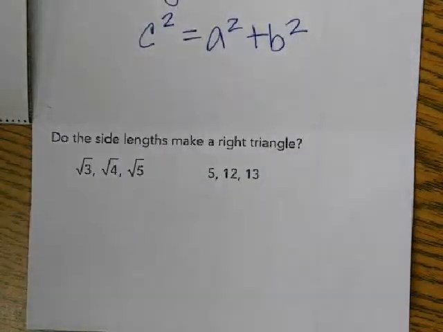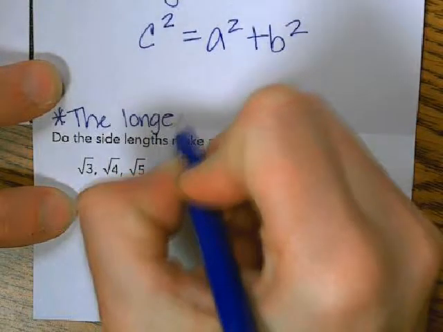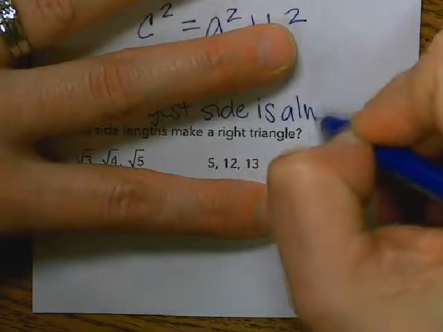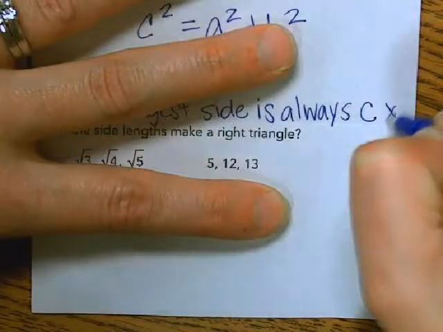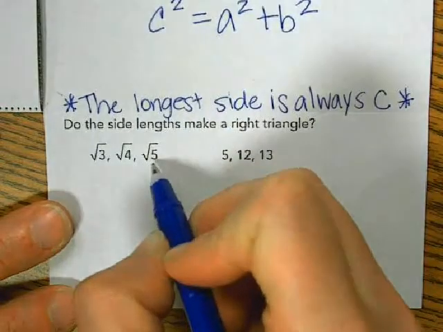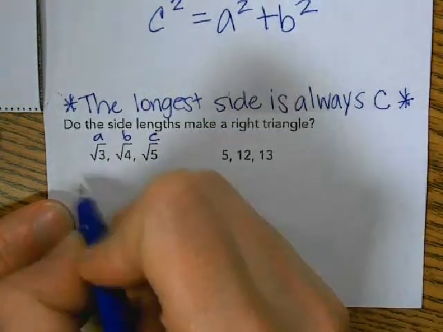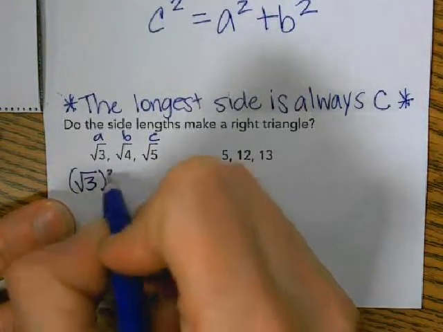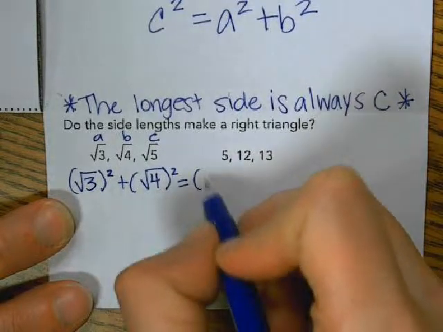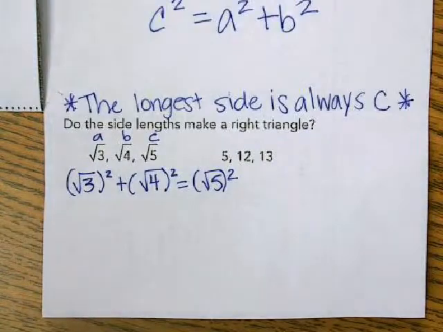Remember, the longest side is always the hypotenuse. The longest side is always C. So square root of 5 is going to be the biggest, so this is A, B, and C. So you say square root of 3 squared plus square root of 4 squared equals square root of 5 squared. And you're checking to see if that is true.